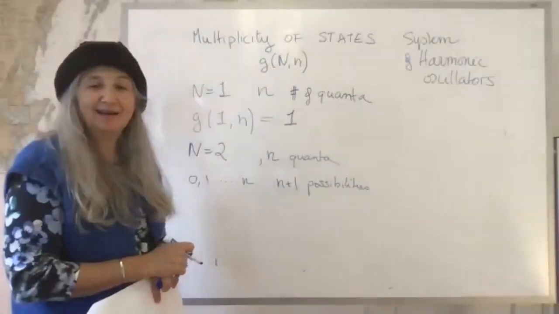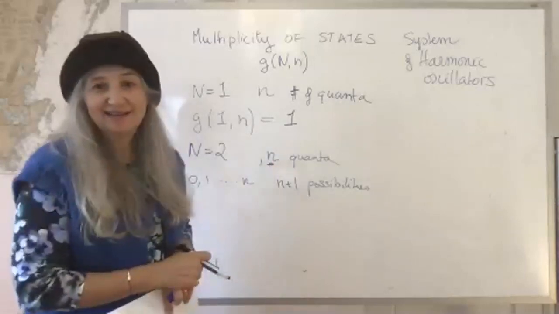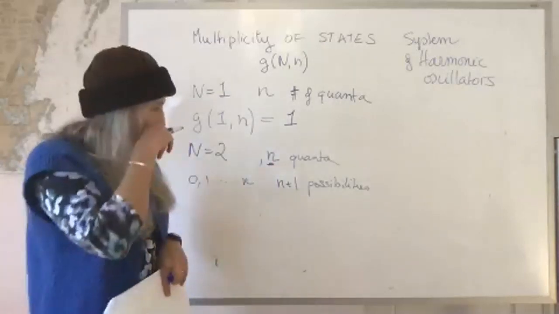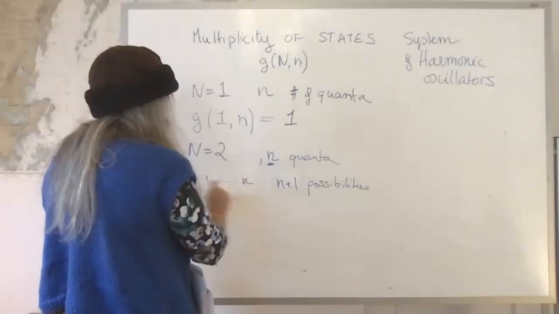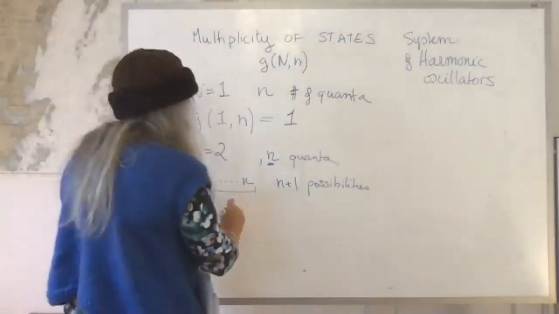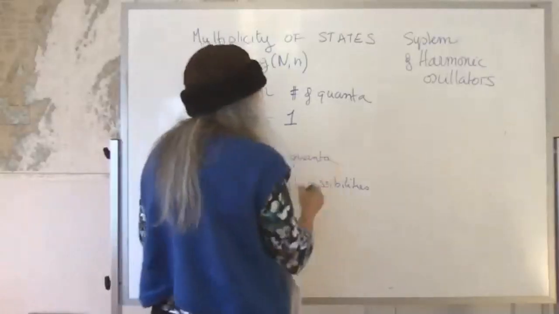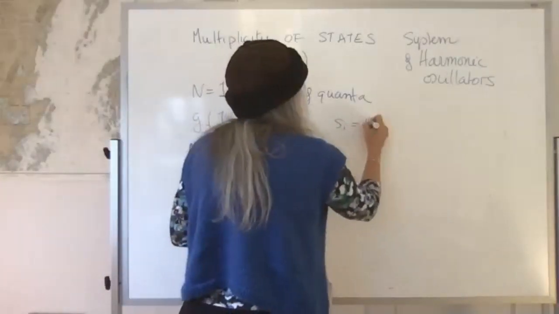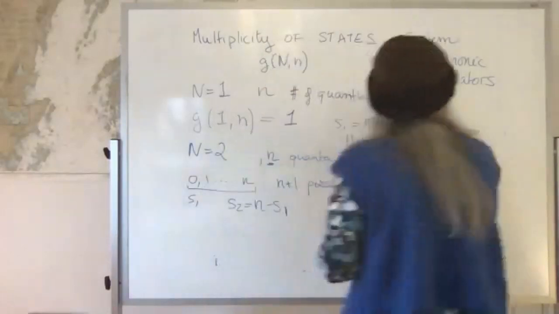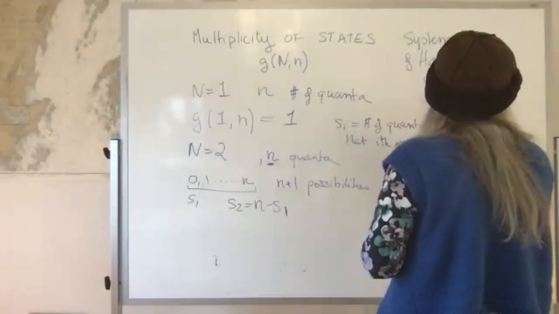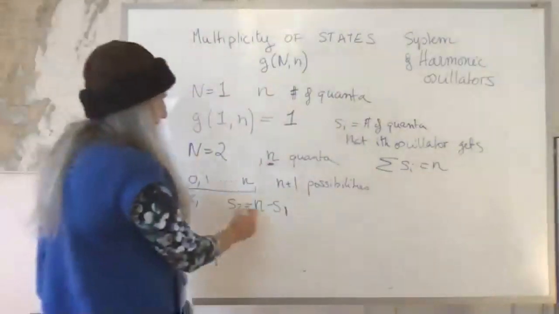Once I've decided how much energy the first oscillator gets, then because I've said there's a total of n, that means I know how much the second one gets. If I refer to S1 as the number that the first one got, then S2 has to equal n minus S1, because the total number of quanta is n. So if Si is the number of quanta that the ith oscillator gets, then we require that the sum over Si is little n.